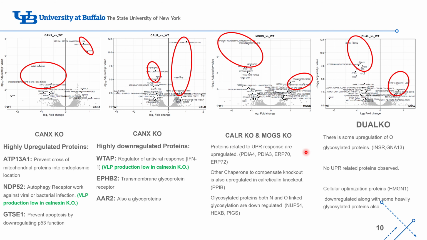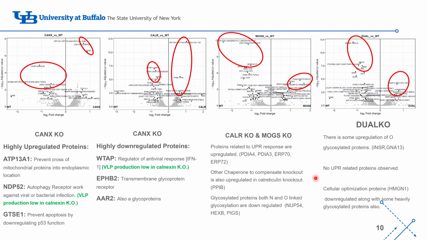And in case of dual knockout, we have seen some unexpected results in that there is a down regulation. It's not up regulation. There is a down regulation of glycosylated proteins, and these are heavily glycosylated proteins that have around 15-20 glycosylation sites. The first one is insulin, and then this GNA 13.